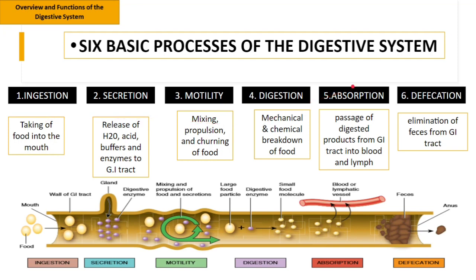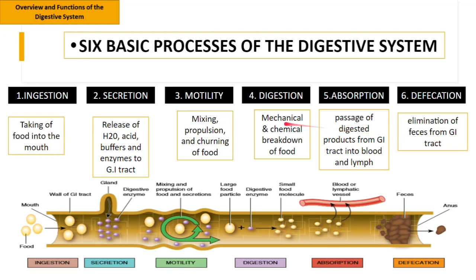When we reach now the fifth process, which is absorption, those molecules, the vitamins, the minerals, the water that comes from that food should now be absorbed into our blood system and then to the rest of the body so that it may be able to be utilized to reach the homeostasis, which is the main function of the digestive system as mentioned earlier. And then the sixth process, the last process, is of course the defecation or the elimination of stool from the gastrointestinal tract.